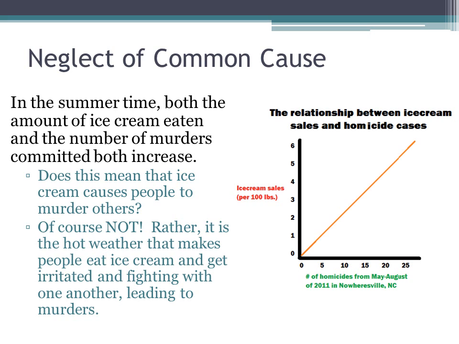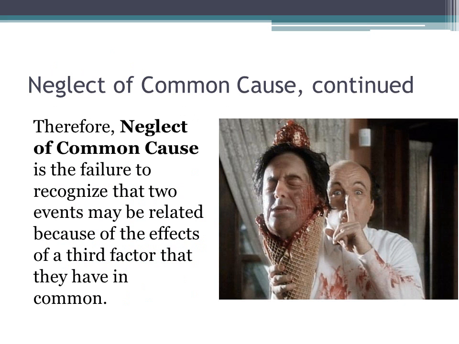So this neglect of common cause is defined as the failure to recognize that two events may be related because of the effects of a third factor they have in common. And that is a very important aspect here. You have to look for the underlying cause, not just the correlative idea that two things happen around the same time.